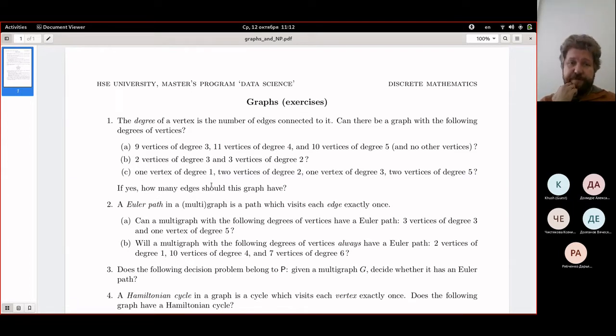So let's recall what we did last time and what of these problems we wish to discuss today. Do we want to discuss problem one? I think we did 1A, yes, and we could do 1B and 1C.